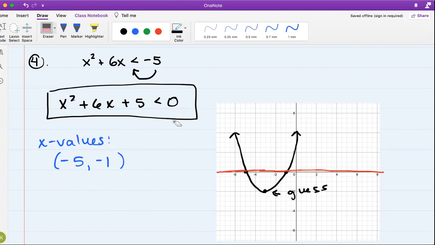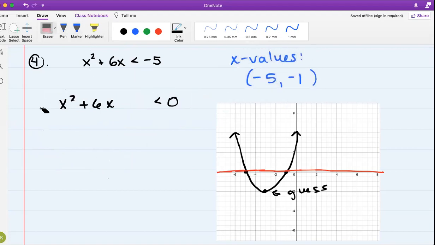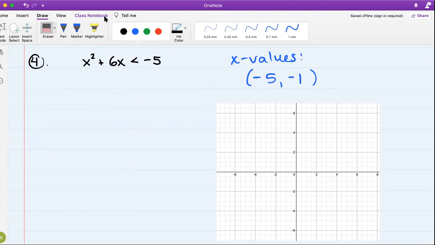Okay, so we solved it one way, and I'm going to put the solution here because I'm going to show you a second way to solve this. I'm going to put the solution right here. And that way, for the second way we solve this, if we get the same answer, then we can see that either way works. So I'm going to erase this. And now I'm going to look at this inequality, and I'm going to think of this as the quadratic.